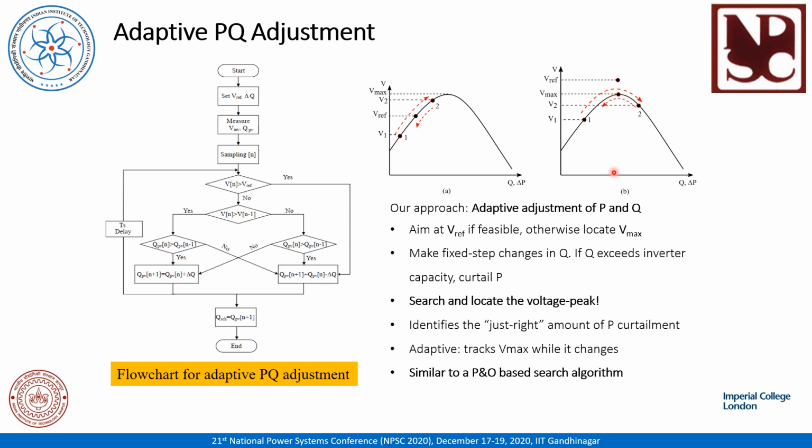The proposed algorithm makes a fixed step change in the Q, and if the Q exceeds the inverter capacity, it curtails the P. Thus, in a step-like manner, the proposed algorithm achieves the voltage peak. As a result, with the proposed algorithm, just the right amount of active power is curtailed, and it is adaptive in nature. Therefore, it tracks the Vmax value under any loading condition.